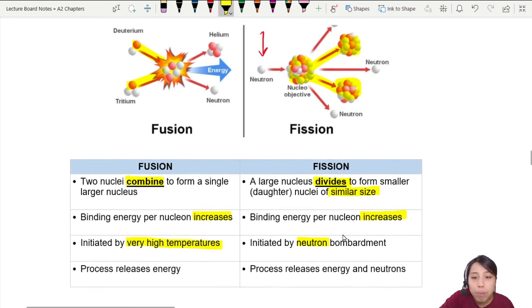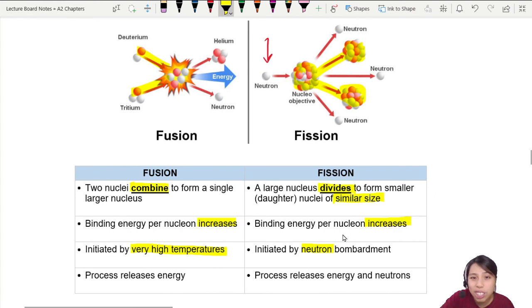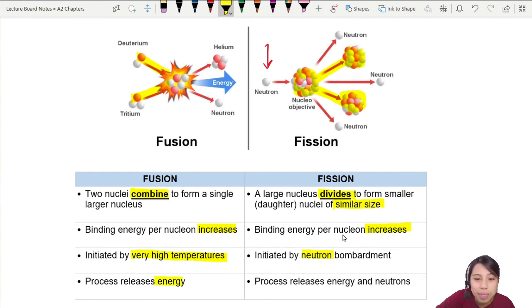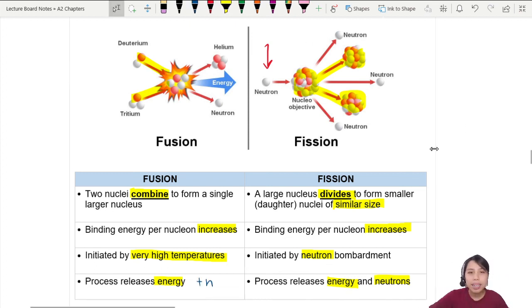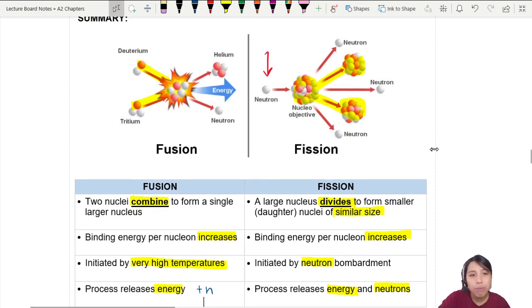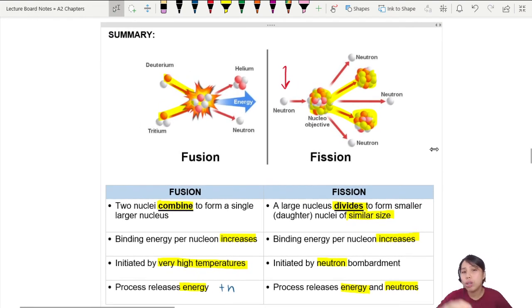Last one, both processes pretty much release lots of energy. Lots and lots of energy. Fission releases neutrons, and I guess fusion does as well, so plus neutrons in some types of fusion processes. That's how to compare these two different nuclear processes. Make sure you know how to tell them apart.